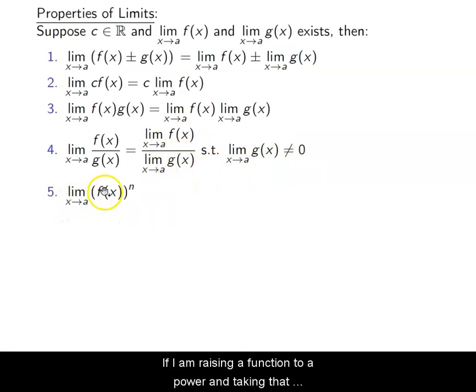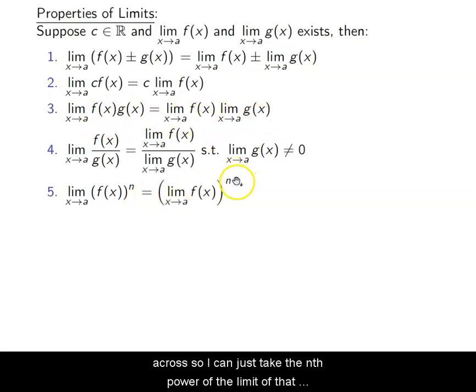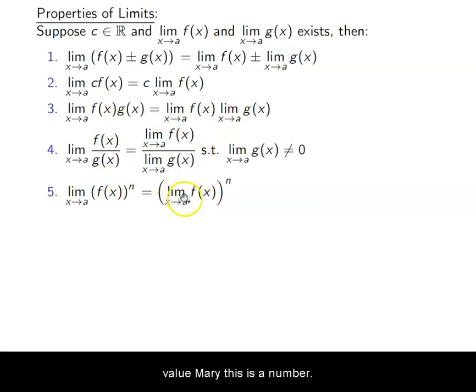Okay. If I am raising a function to a power and taking that function to a limit, well, that's really just kind of like multiplying f times f times f times f times f. So I get to kind of distribute this across, so I can just take the nth power of the limit of that function. I don't have to multiply my function times itself a whole bunch of times and then limit it. I can just take the limit of my function and raise that value. Remember, this is a number to the power of n.